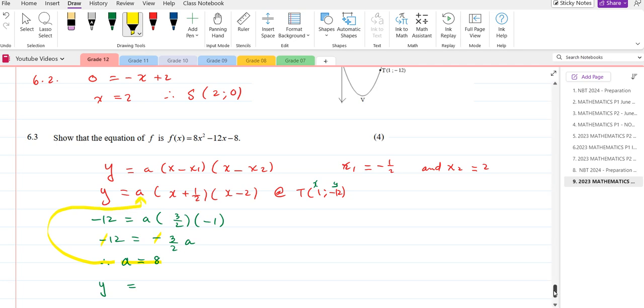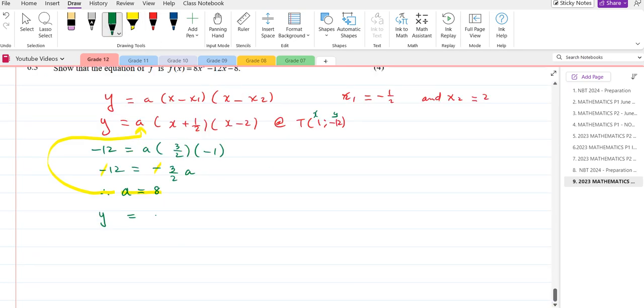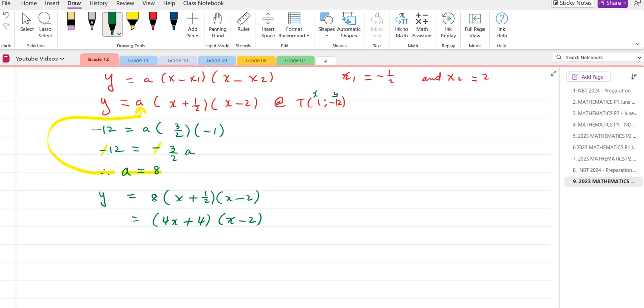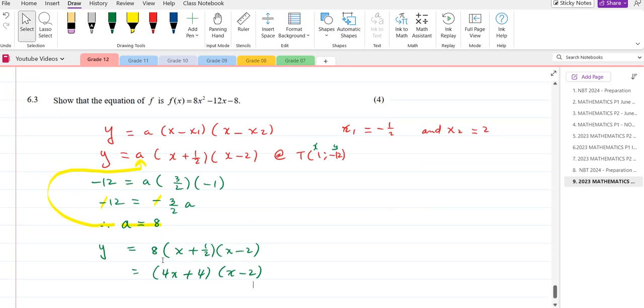open this up. So let's see, y is equal to 8 into x plus half into x minus 2. So I'm going to take the 8 inside this bracket because I want to get rid of the half. So what I've got, 4x plus 4 into x minus 2. Now let's open up this bracket. 4x times x, did I do this right? But we got 8 into x squared minus 12x minus 8.